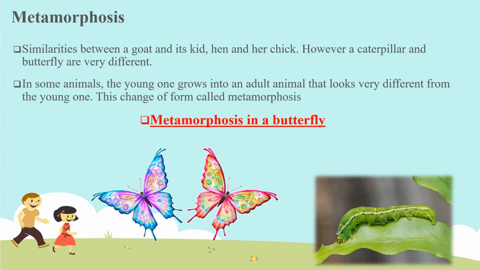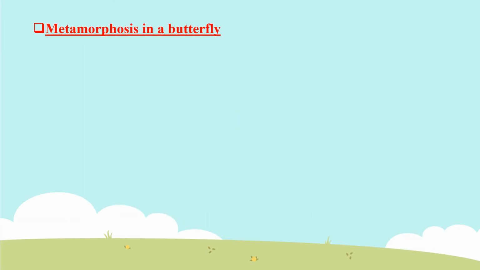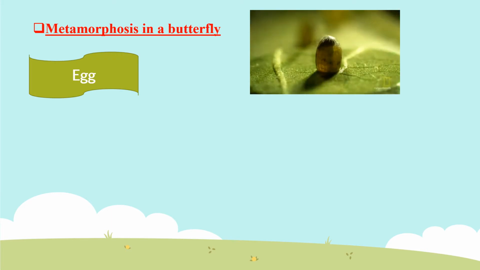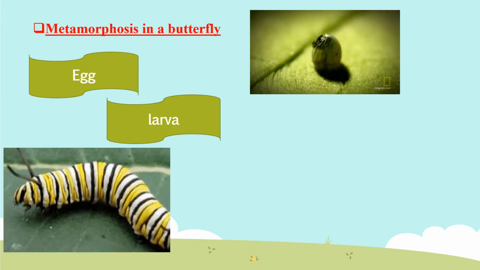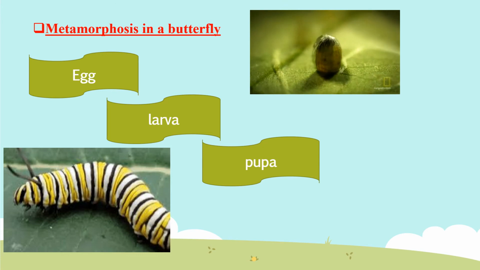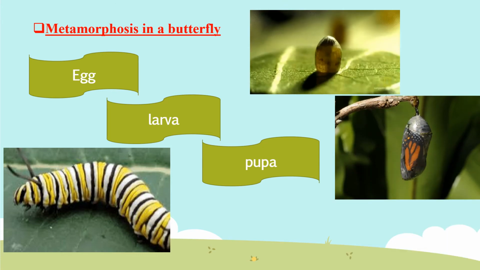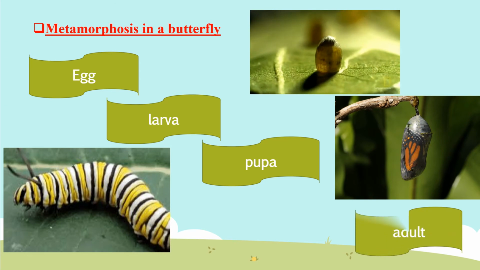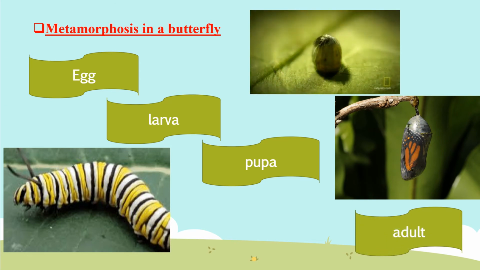Metamorphosis in a butterfly. We are delighted with the beauty and color of a butterfly with different shapes and sizes. They live their life among plants. A butterfly, as it grows, passes through four stages. The first stage is egg. Second stage, larva, that is caterpillar. Third stage is pupa. And the last stage, that is the fourth stage, is the adult stage, the butterfly stage.